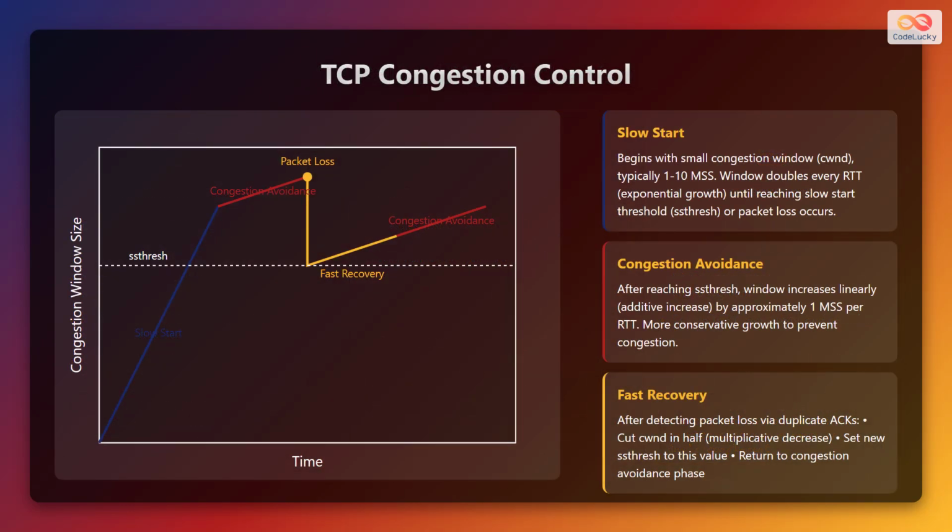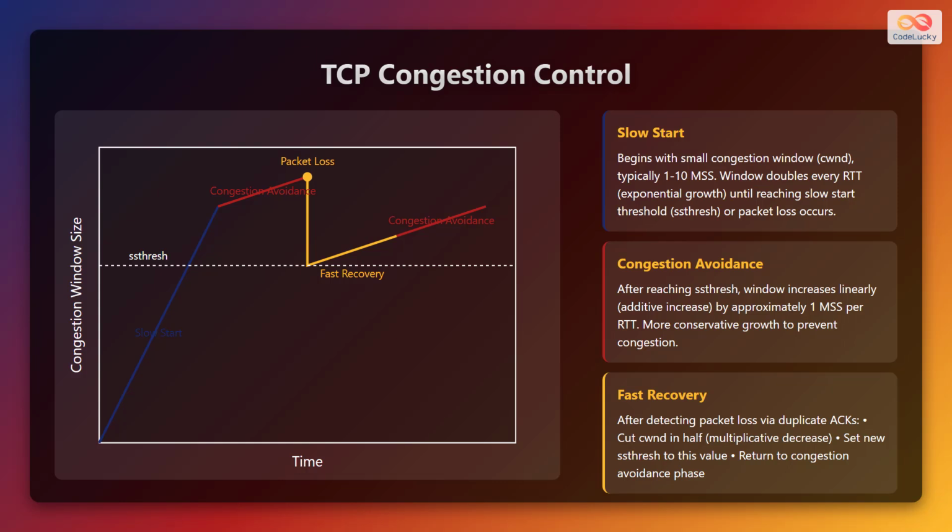Transmission Control Protocol employs several techniques to manage network congestion and ensure efficient data delivery. The first technique is slow start. TCP begins with a small congestion window, typically 1 to 10 maximum segment size, or MSS. The window doubles every round-trip time, or RTT, resulting in exponential growth until reaching the slow start threshold, or STHRESH, or packet loss occurs.